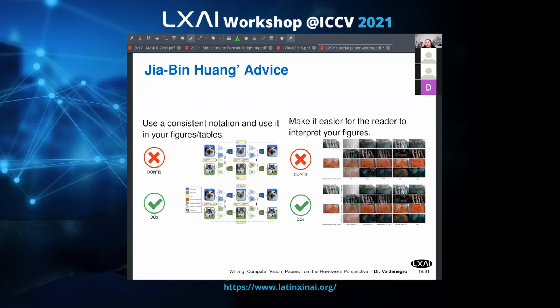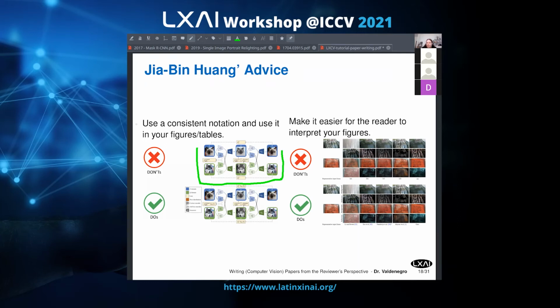The next is to use a consistent notation and use it in your figures or tables. So you look at this figure here. It's a really nice figure. It shows the process, the technique, maybe contrastive loss, adversarial loss, and so on. But you see they use colors for something, some shades of blue and some shades of green, and these are used for something.